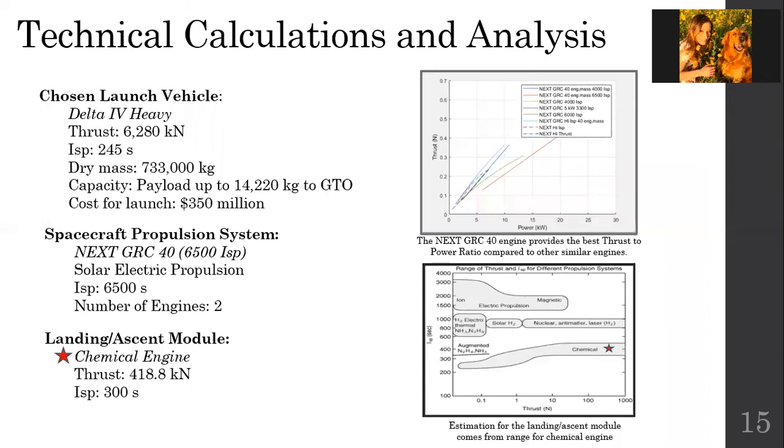In the next couple of slides, we will be going over the technical calculations and analysis for the low thrust trajectory. We will be using the same launch vehicle as the impulsive trajectory, which is the Delta IV Heavy. For our engines, we'll be using two of NASA's Evolutionary Xenon Thrusters with an ISP of 6,500 seconds. Our landing and ascent module will be the same as the impulsive trajectory. Next slide.